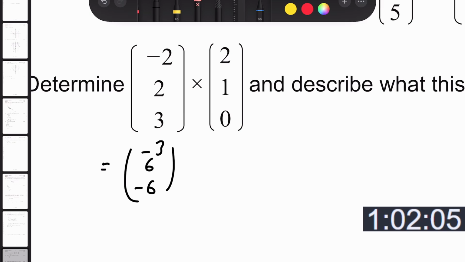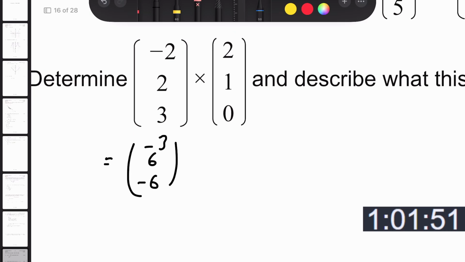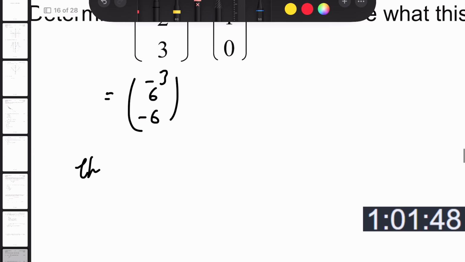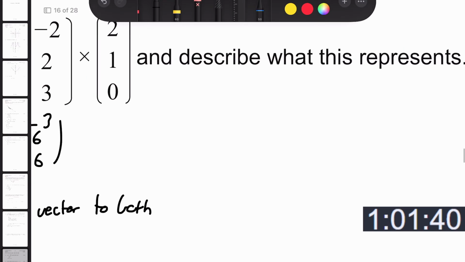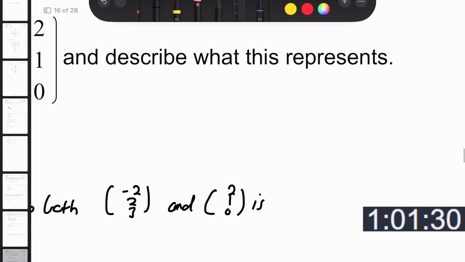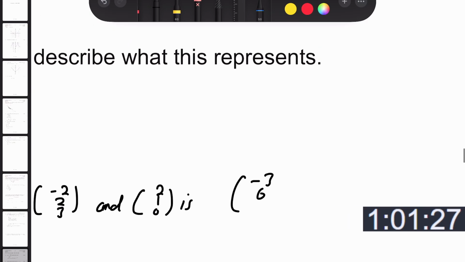We need a cross product, so the vector cross product of negative 2, 2, 3 and 2, 1, 0, 3, 6, negative 6. So the perpendicular vector to both negative 2, 2, 3 and 2, 1, 0 is negative 3, 6, negative 6.